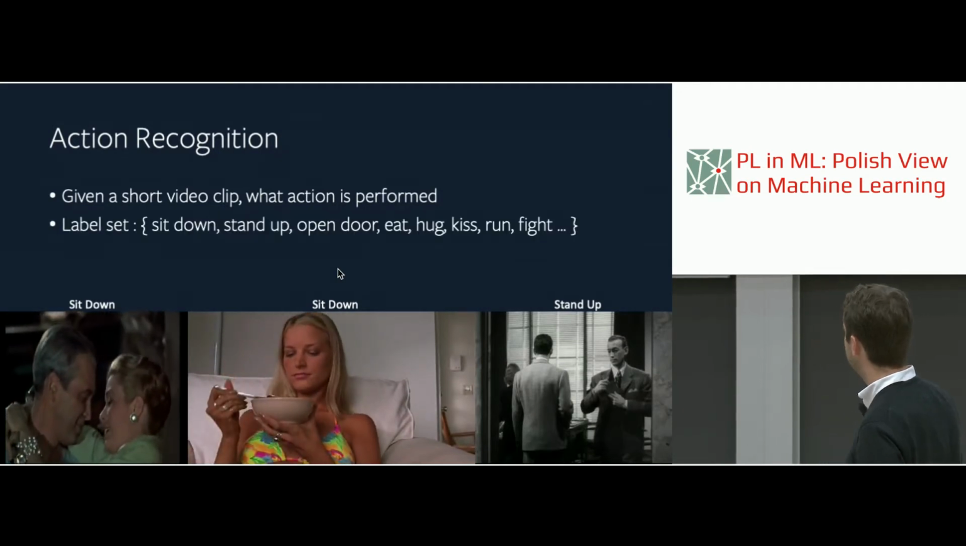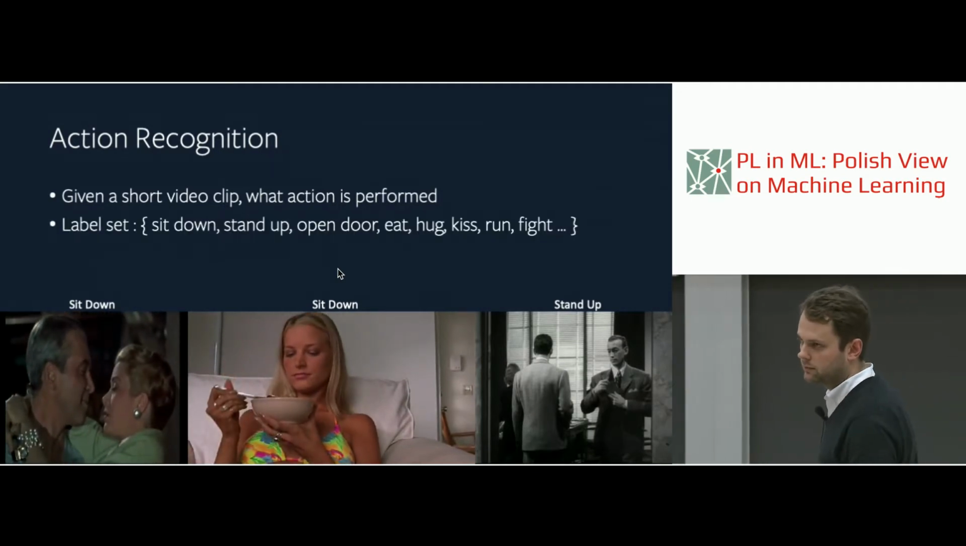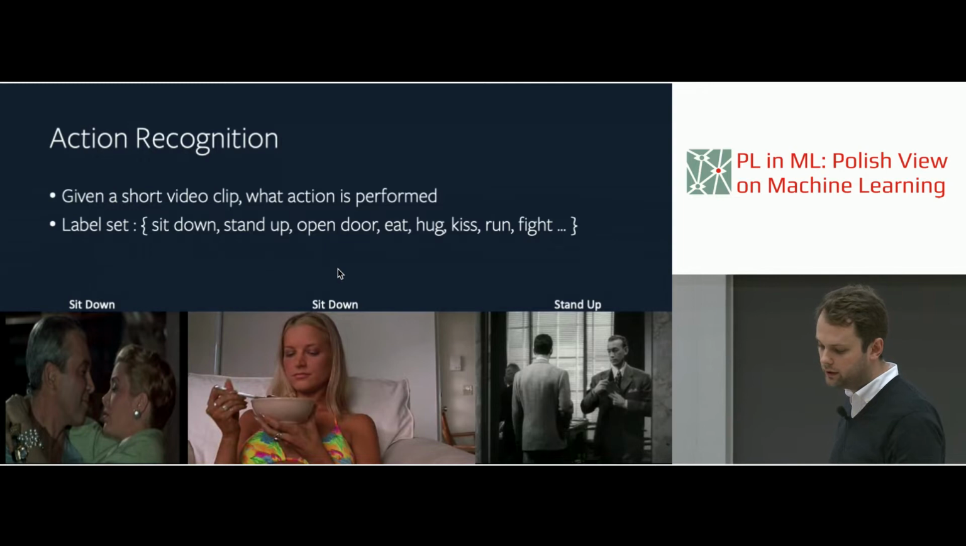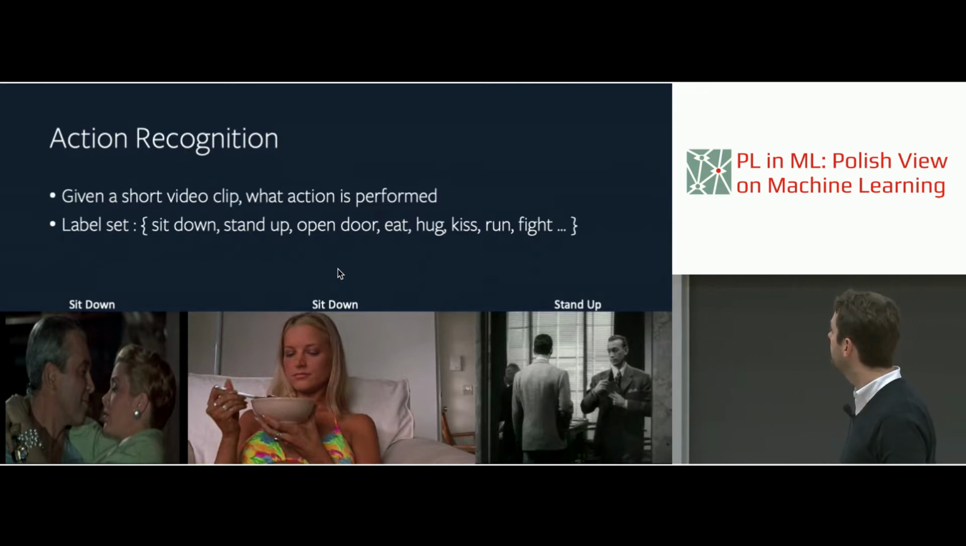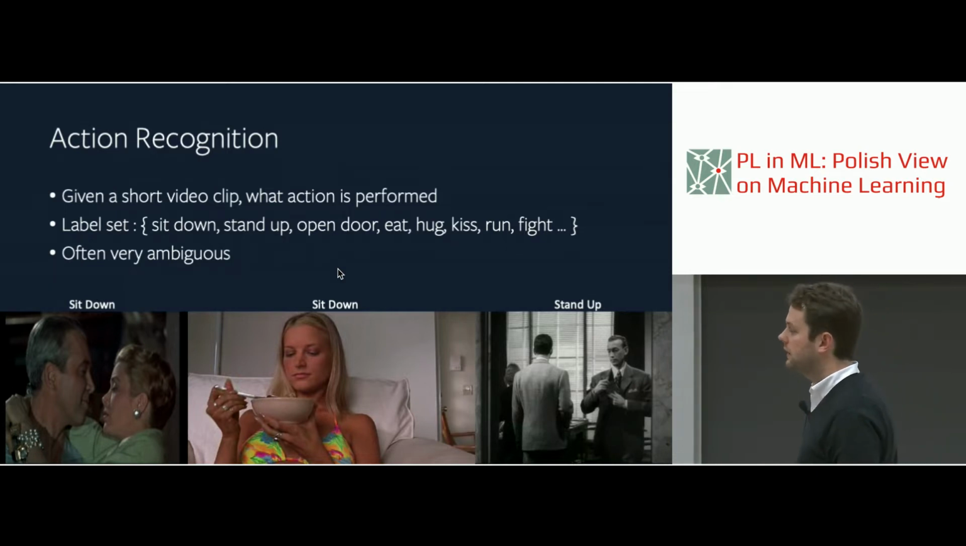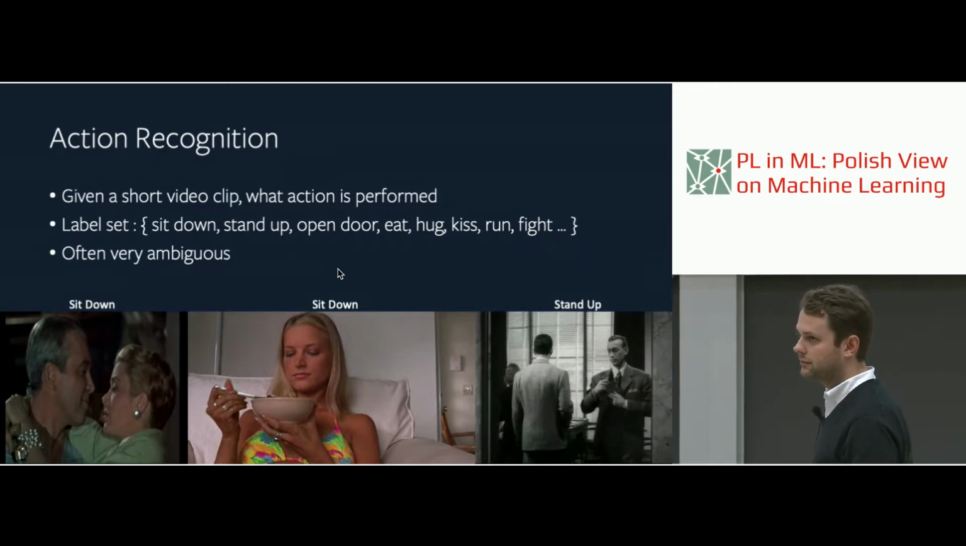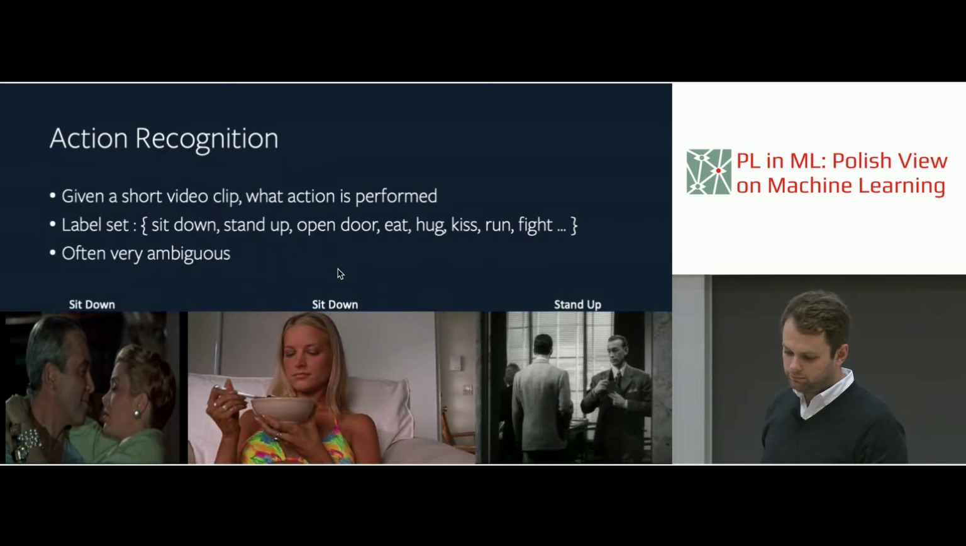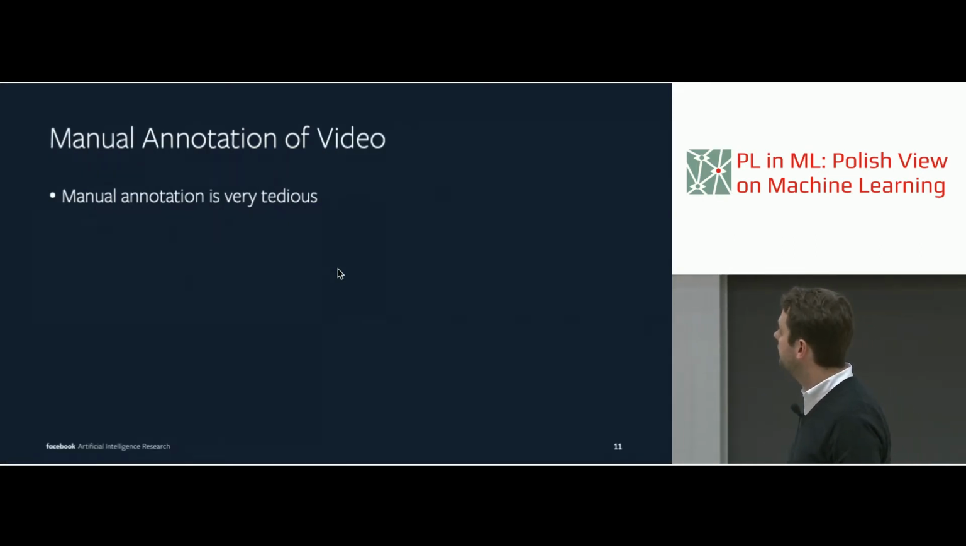The label set is usually a set of actions defined by hand: sit down, stand up, open door, eat, hug, kiss, run, fight. And the definition of these actions is very ambiguous. It's just a researcher who thought the human actions are these ones, but I'm not sure that this is the perfect vocabulary. And so annotating human actions is a horrible pain.